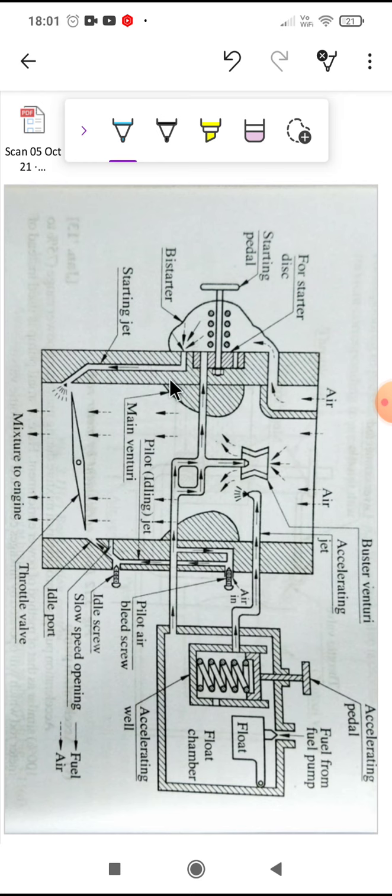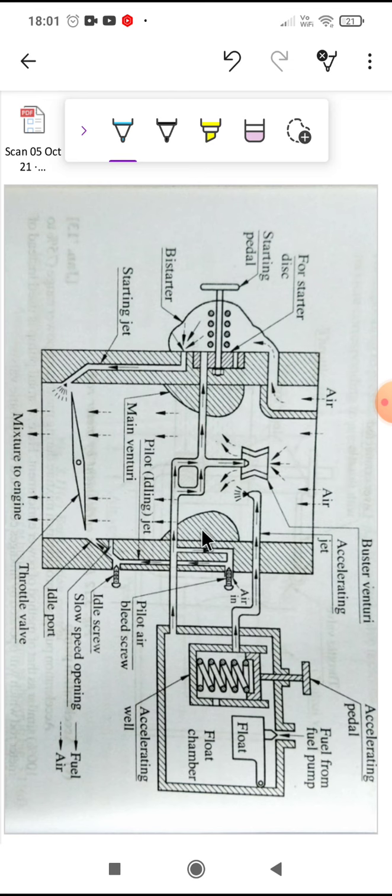Then the normal working. Normal working is similar to a simple carburetor. The metered fuel is supplied from the main jet, as you can see that this is the main jet. From here the metered fuel is supplied from the main jet inside the Venturi tube, and air enters from the top.